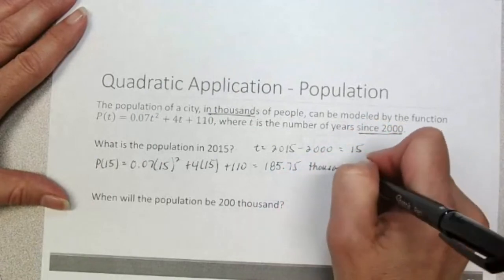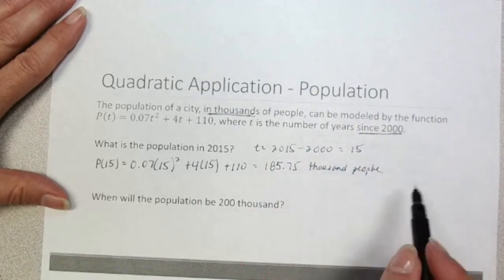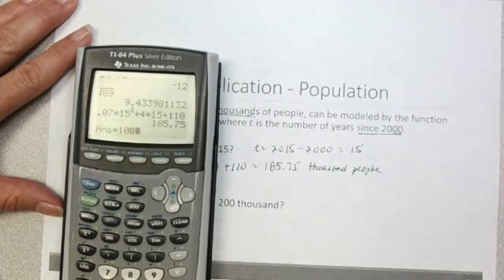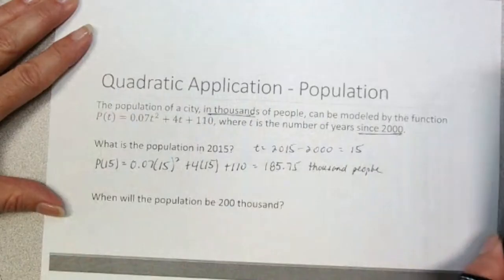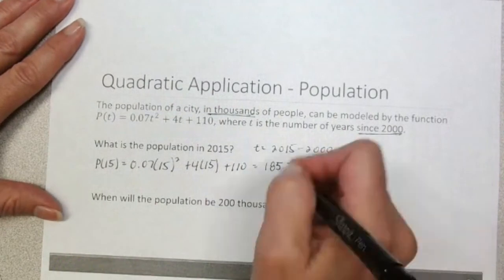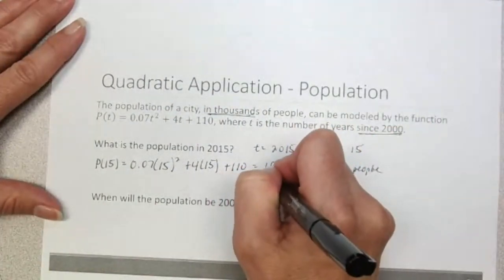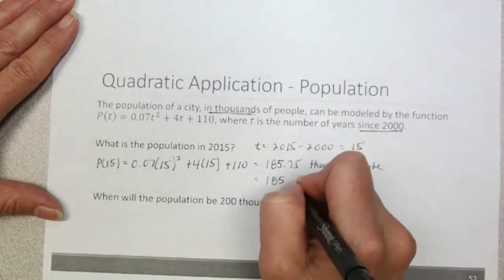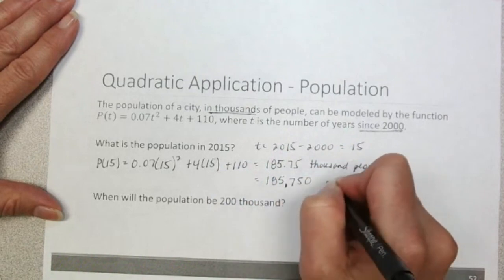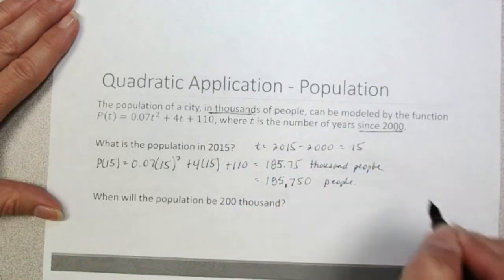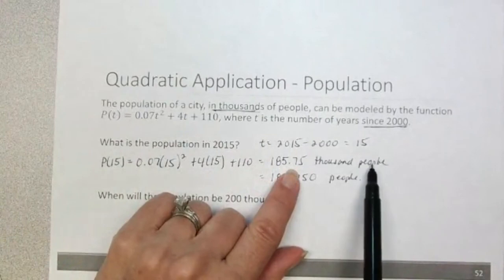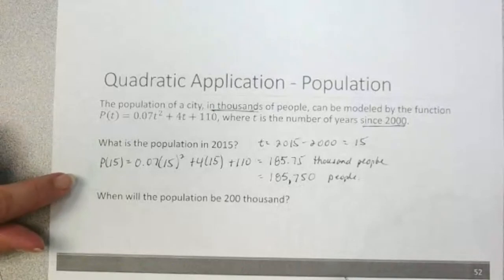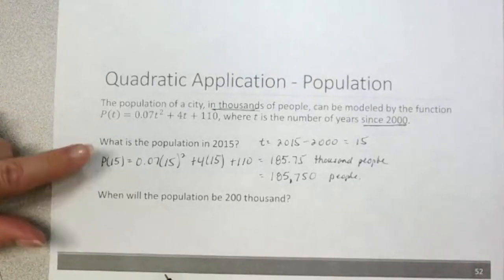It'd probably be better just to multiply times 1,000, move that decimal over, and say that that's 185,750 people. Both would be correct as long as I labeled it properly. So 185.75 thousand people, or 185,750 people. Both are saying the same thing, right? The second answer is a little bit less awkward.